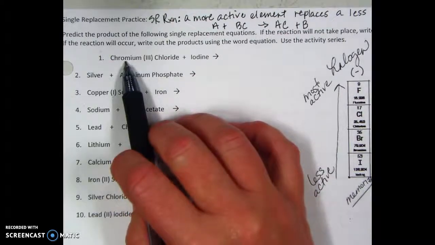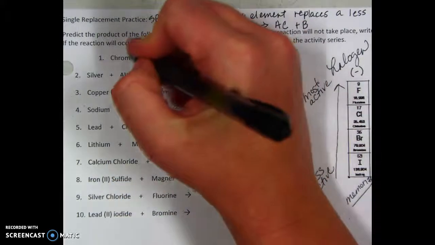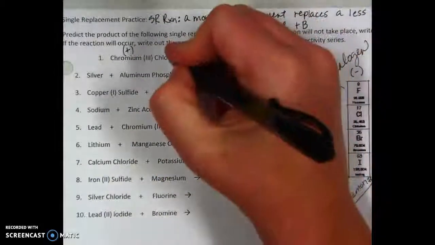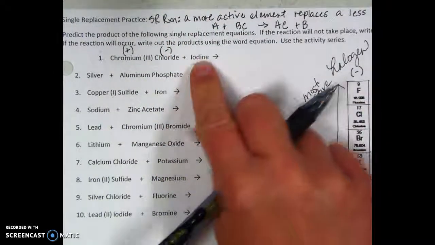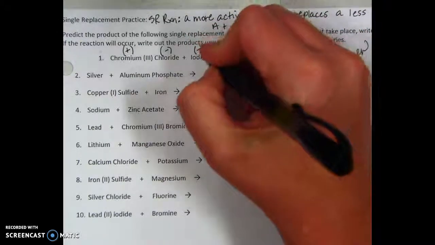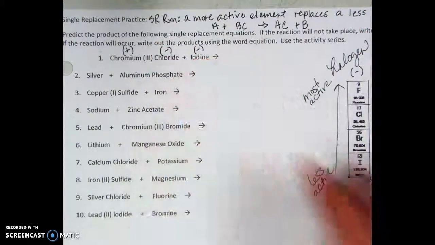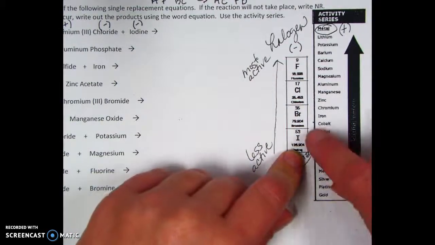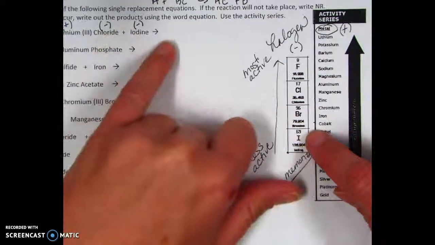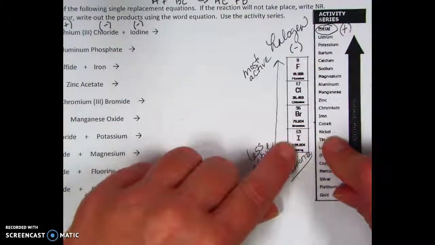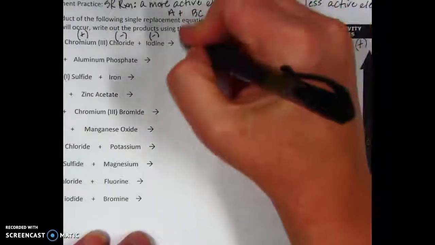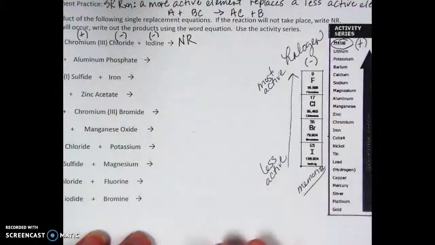Chromium, is that a metal or a nonmetal? It's a metal, and it's a cation. Chloride is an anion. Iodine is an anion. So I have two negatives, so that means I'm going to look at the halogen list. So I always start with the element. The element is iodine. Is iodine more active than chlorine? No. So we write no reaction. Okay.